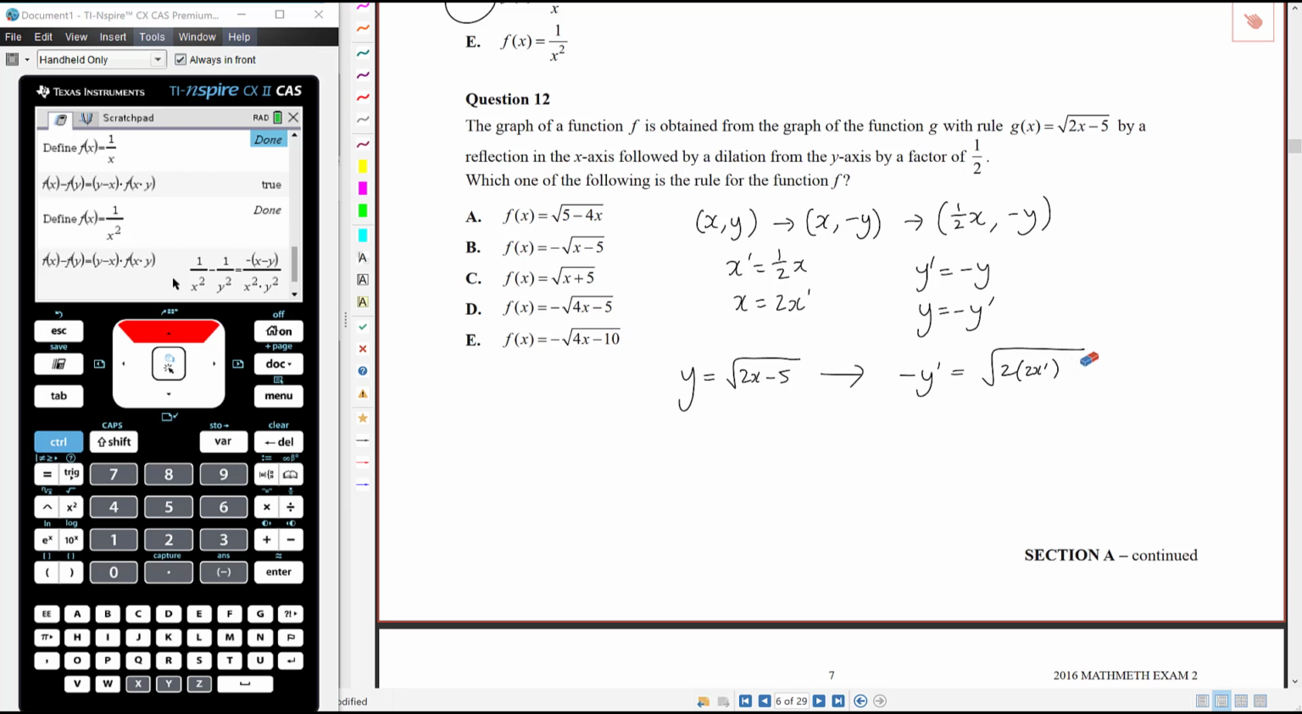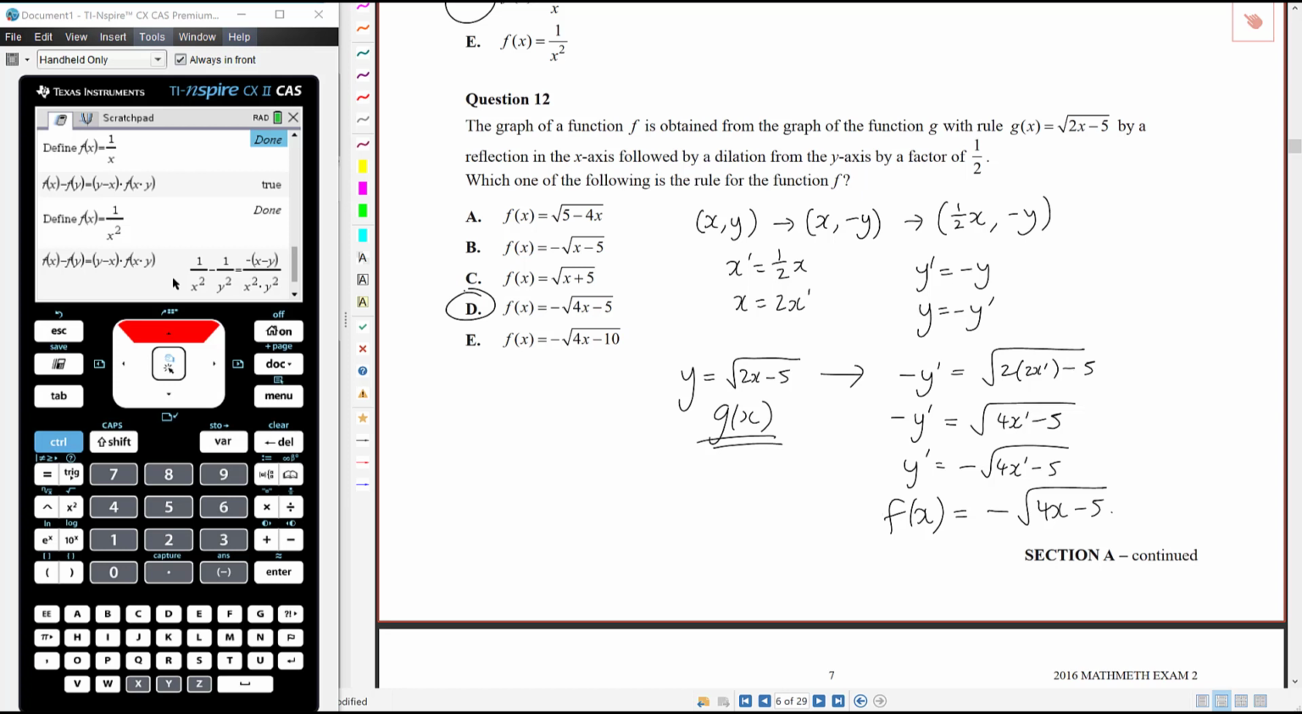Sorry, it's minus 5. So negative y dash equals square root of 4x dash minus 5. So y dash is the negative square root of 4x dash minus 5. Sorry, this one's g of x, and this is f of x. f is obtained after we do those things. f of x is negative square root of 4x minus 5. So that is option D.